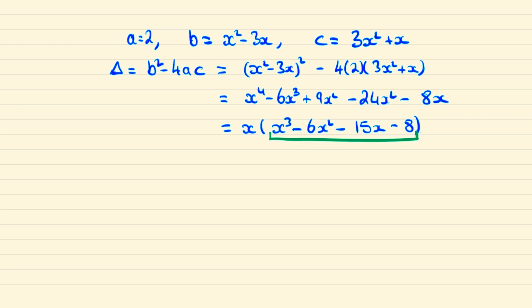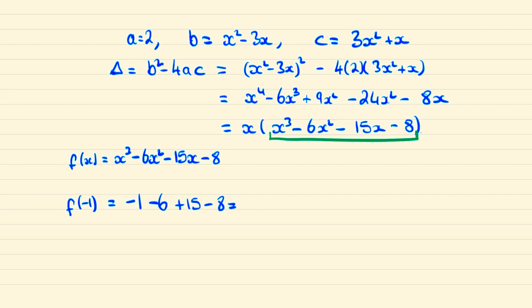So the factor theorem tells us that if we can find a root of this equation, say r, then x minus r must be a factor of this polynomial. So by writing our cubic as a function and then looking at the value when x equals negative 1, here we're going to get minus 1, minus 6, plus 15, minus 8, which all makes 0. And so we know that our expression must have a factor of x plus 1 in it.